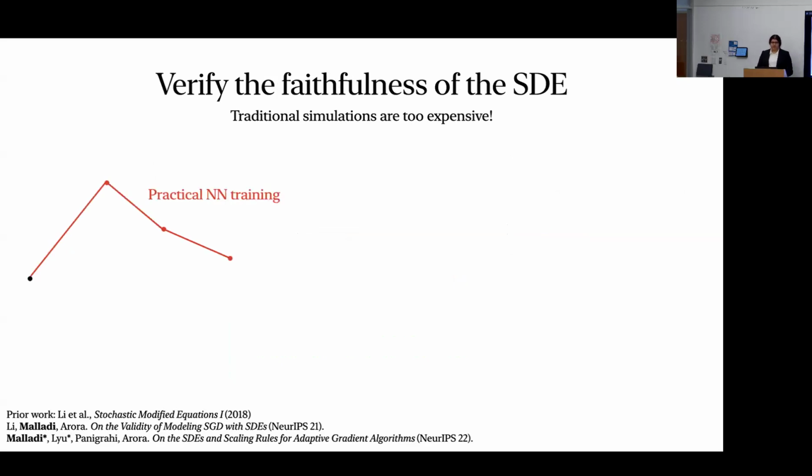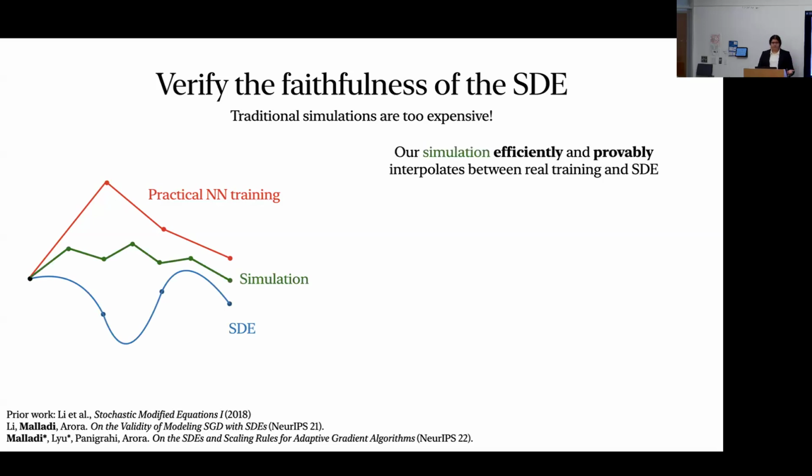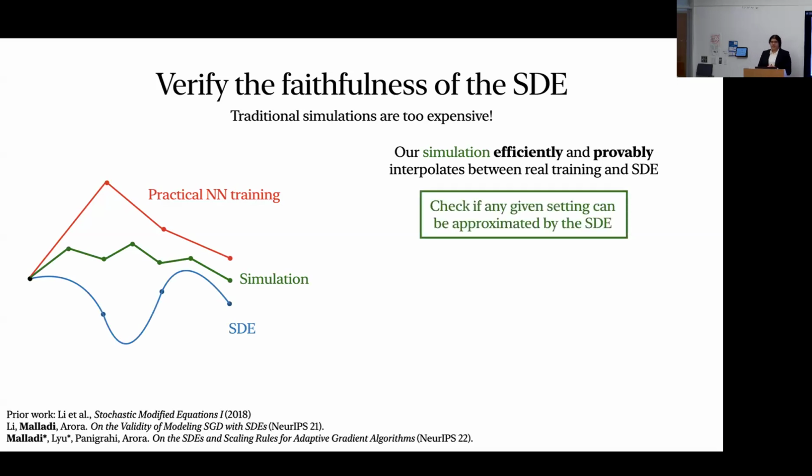So just to be clear, here's what we're doing. We have this red path, which is what would happen if you train a neural network ordinarily. You don't care about SDEs, you're just training it as you would. This blue path is what our SDE is prescribing, though of course we're not usually able to plot it that way. What we do is we construct an efficient and provably sound simulation that's going to interpolate between this red path, the true training trajectory, and the blue one, our theoretical model of the trajectory. So this allows us to check if any given setting, meaning a new model architecture, data set, and objective, can be approximated by the SDE for this optimizer.